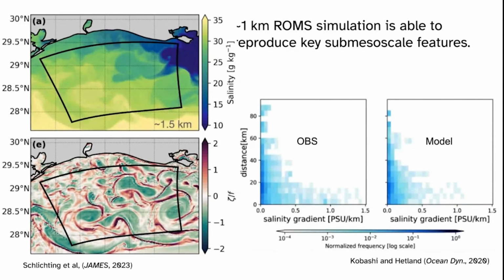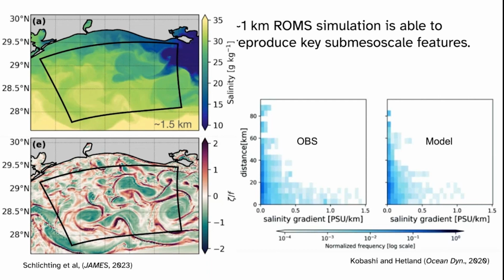So I had promised to show you some other results. This is a 1 kilometer simulation in the northern Gulf of Mexico. This is the Atchafalaya River plume you can see coming off here. And this is sea surface salinity, so you can see the freshwater plume here.